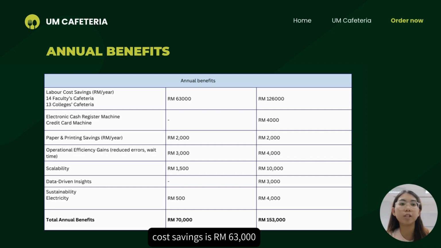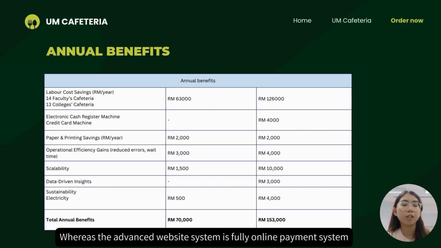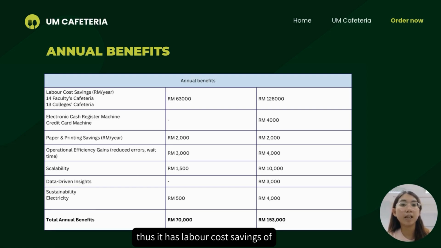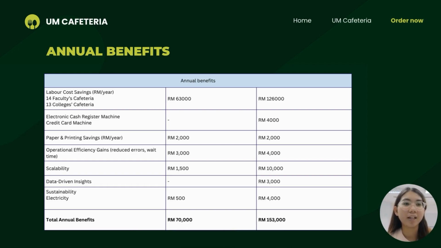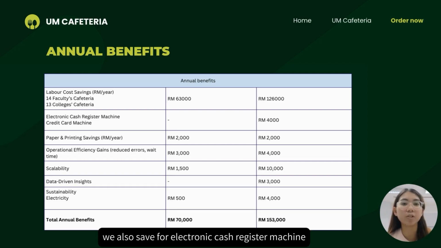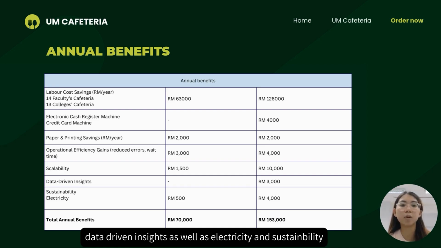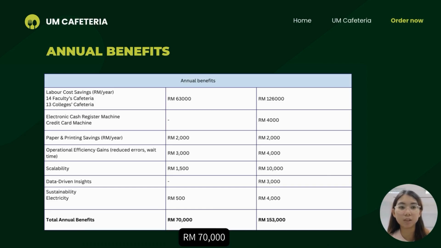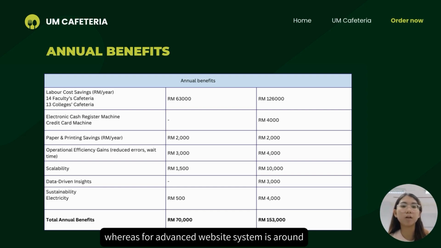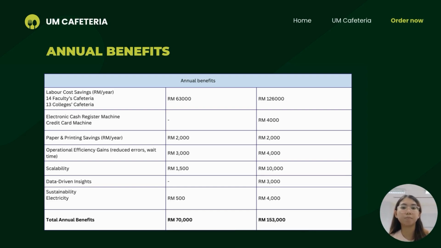For the annual benefits, since the basic website system has payment upon pickup, the labor cost saving is around 63,000, whereas the advanced website system has a fully online payment system, so it has a labor cost saving of 126,000. Besides that, we also save on the electronic cash register machine, paper and printing, and gain operational efficiency, scalability, data-driven insights, as well as electricity and sustainability. The total annual benefits for the basic website system is 70,000, whereas for the advanced website system it is around 153,000.